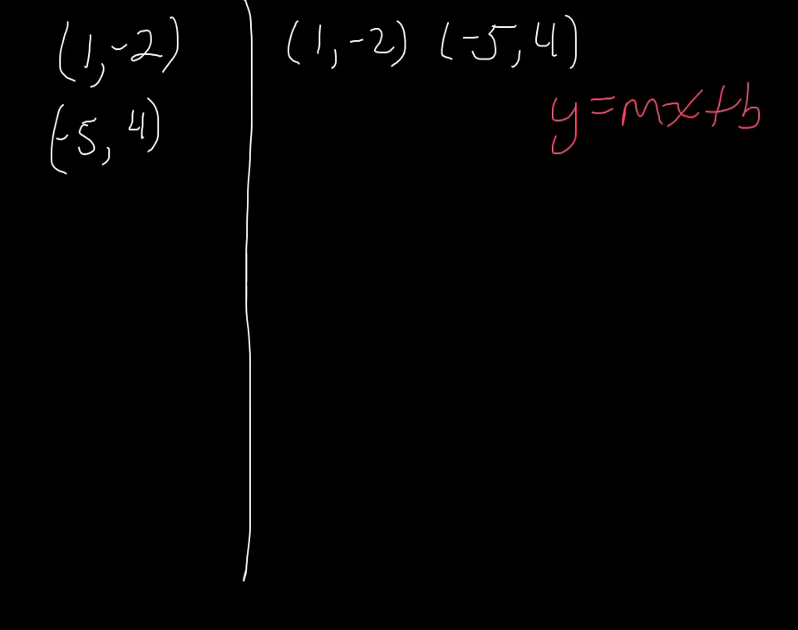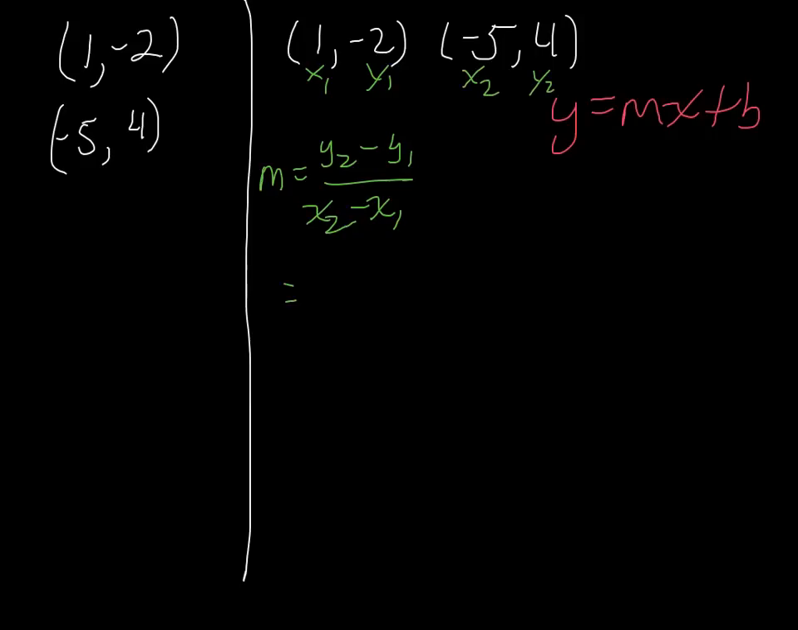And yesterday I did a lot of work with delta y over delta x. So today I'll do m equals y2 minus y1 over x2 minus x1. And so I'll just make this x1 and this y1, this x2 and that y2. Remember, it doesn't matter which one you do.